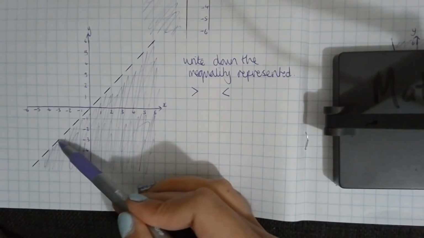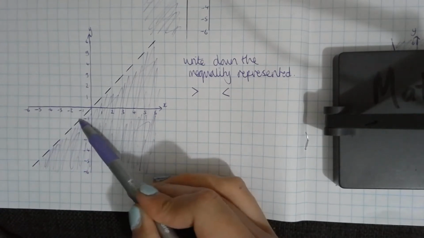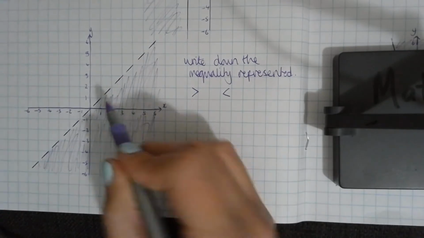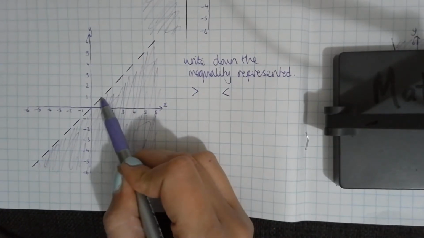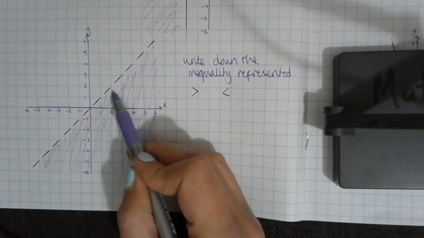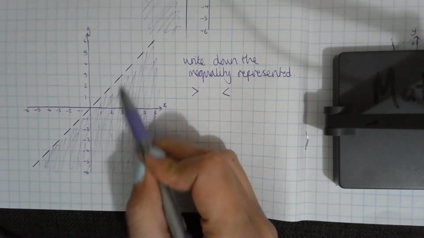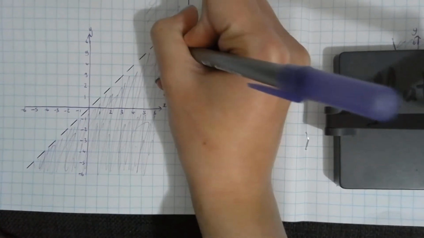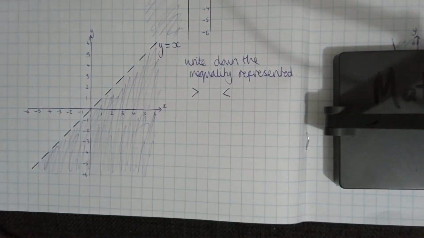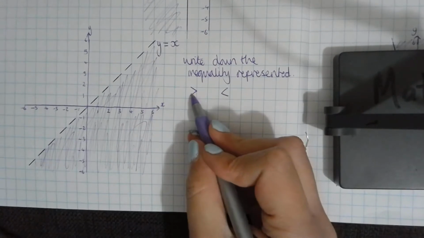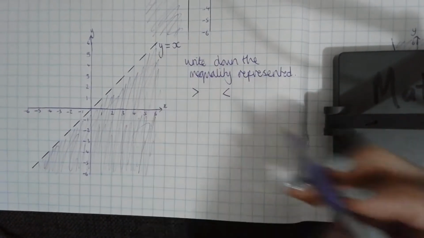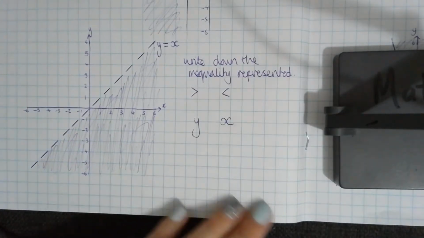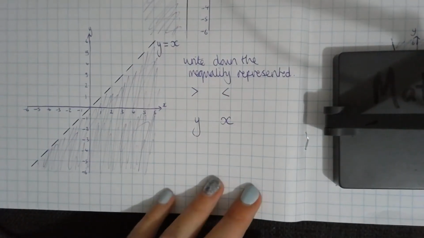So we can see it goes through -3, -3, -1, -1, 1, 1, 3, 3, 4, 4, 5, 5, 6, 6. So whenever x is equal to 1, y is equal to 1. If x is equal to 2, y is equal to 2. If x is equal to 3, y is equal to 3. So it would have had the equation y equals x. But we need to think about an inequality instead of the equal to. So we've got y something x. So either y is greater than x or less than x.